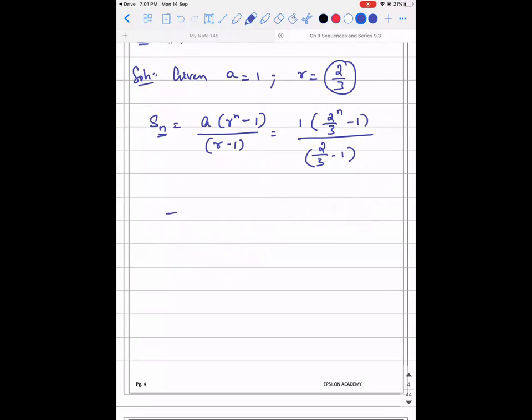Now what I'm going to do is, here itself I'm going to take the minus sign outside in the numerator and denominator. 1 minus 2 by 3 to the power n divided by 1 minus 2 by 3, which is going to be 1 by 3. So it will be 3 into 1 minus 2 by 3 raised to the power n. Accepted?